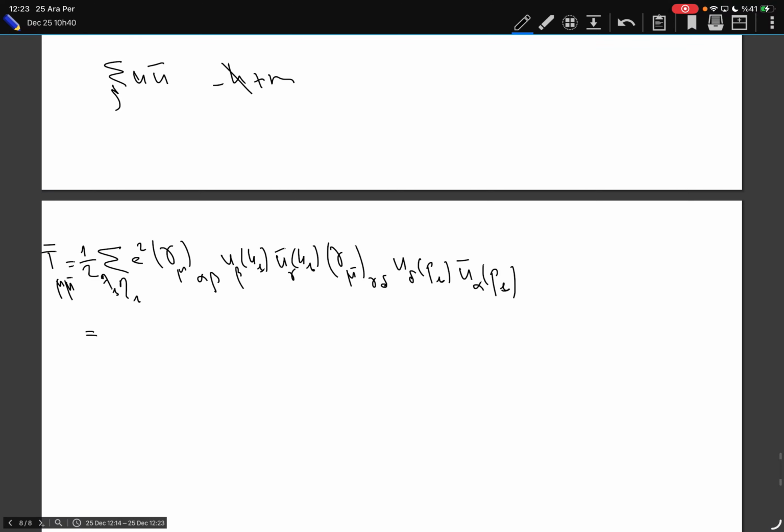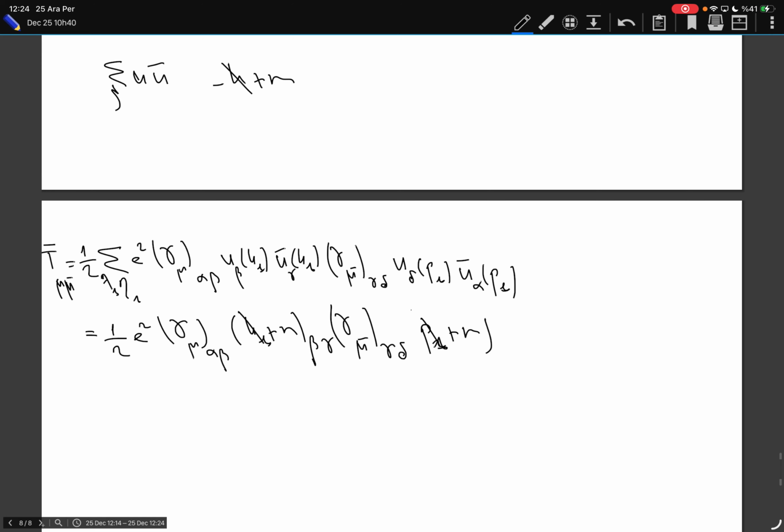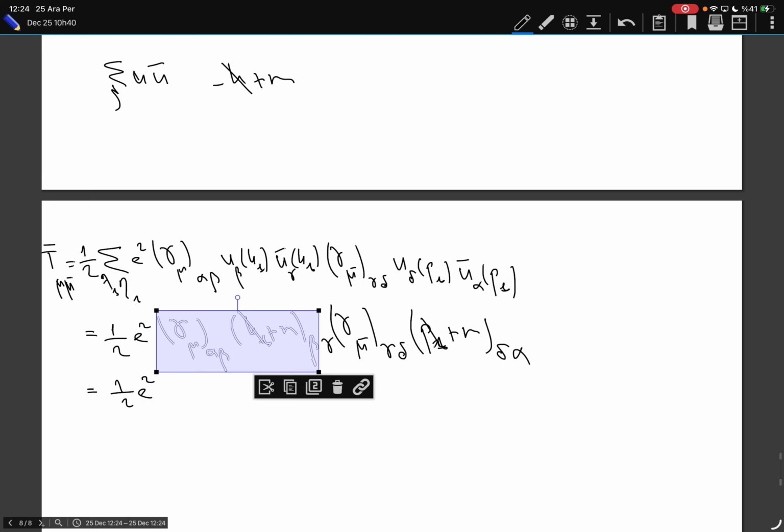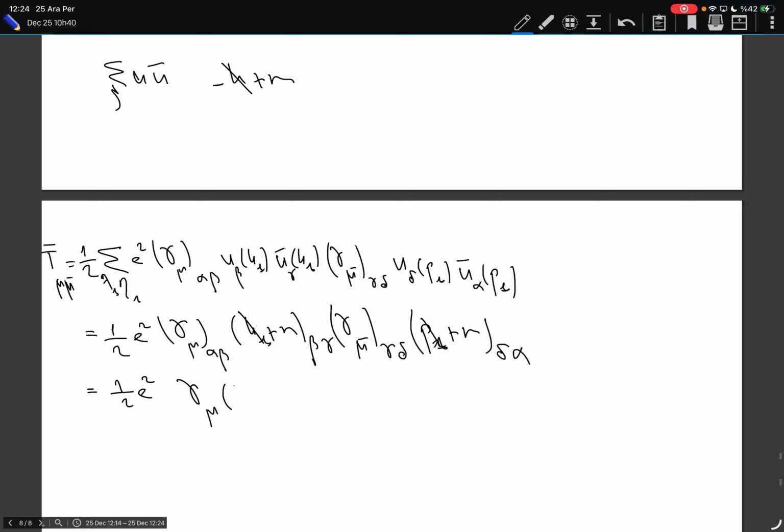This is equal to 1 over 2 E squared, γ^μ α β (K1 slash + M) β γ, γ^μ̄ γ δ (P2 slash + M) ... (P1 slash + M) δ α, which became 1 over 2 E squared. Now, if I sum over beta, it is nothing but the matrix element of the product of these two matrices. That will be γ^μ (K1 slash + M), the alpha gamma element.